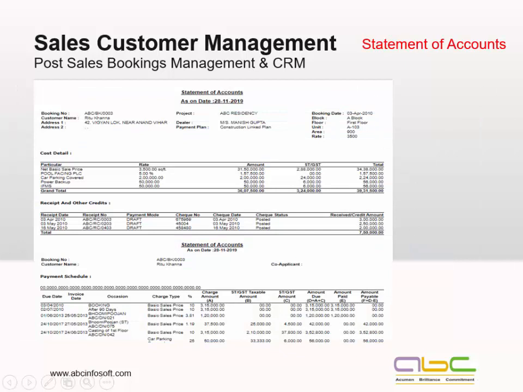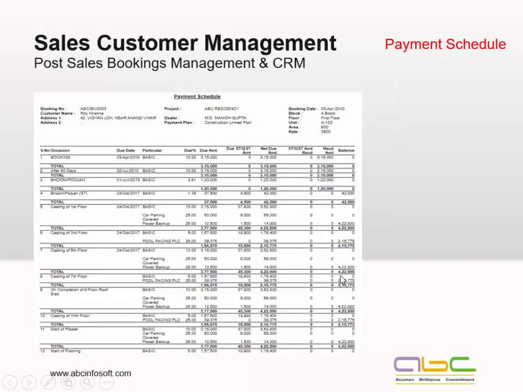You can put the filters for a particular given date, which projects, what are the payments collected for a period. This is a statement of account for a particular customer. Basic information on the top. What is the cost sheet? Basic sale price, pool facing PLC, car parking, power backup, IFMS dates, amount, taxation, total, what is the total receipt so far, current payment schedule.